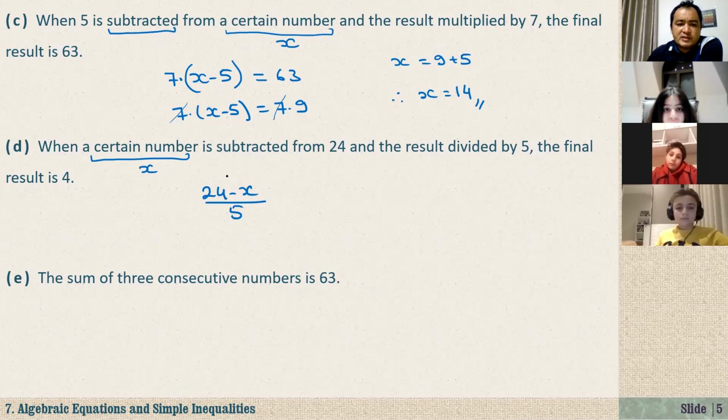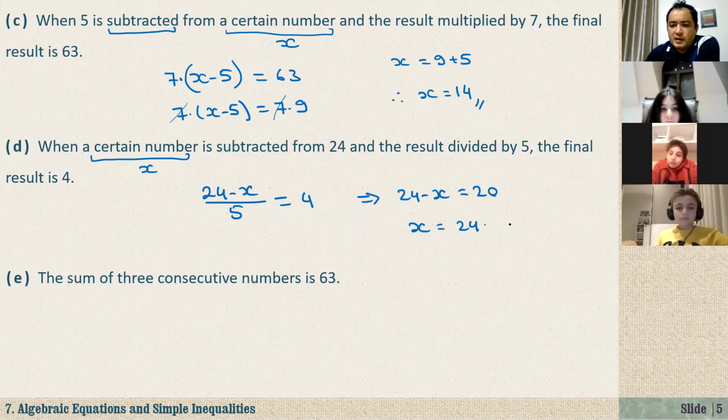Very good. So we are subtracting a certain number from 24 here, but the result is divided by 5, and the final result is 4. To solve this, we should multiply both sides by 5. 24 minus x equals 4 times 5, which is 20, right? So x equals 24 minus 20, which is equal to 4. The solution, I mean, the certain number is 4.